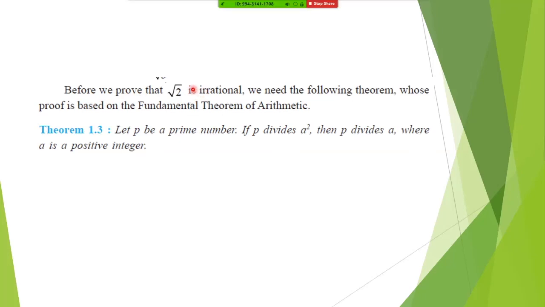So before we prove, now we will just look into this fundamental theorem of arithmetic, because it's based on that. Now, we will be using it while we are proving that root 2 is irrational. Let p be a prime number. If p divides a square, then p divides a, always. You check it out on your own. Suppose p divides a square, then p will divide a, where a is a positive number. So we'll be using this continuously while we are proving root 2 irrational, and so on.